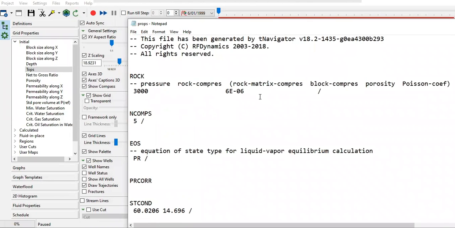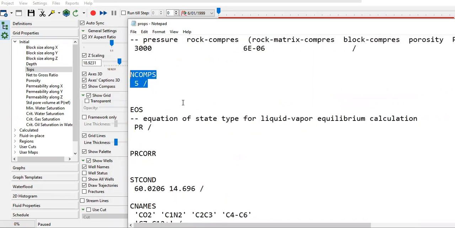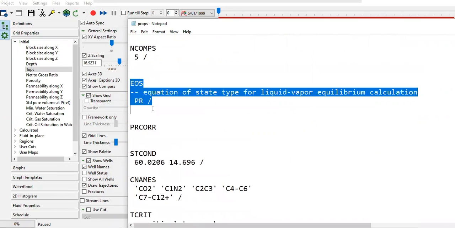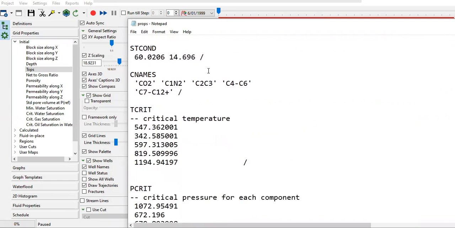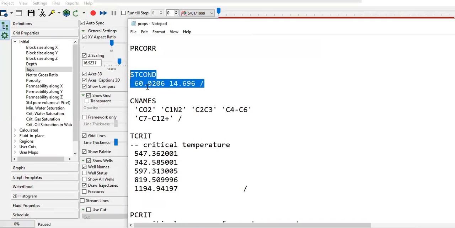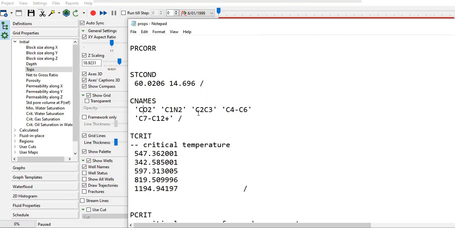So this is for the rock compressibility, the pressure and the value of the rock compressibility. Again, we will use 5 components. The EOS that we will use, the equation of state, is Peng-Robinson, correction or correlation, and then this is the setting for standard conditions for the temperature and then the pressure. This is the component names. We define it here: CO2, C1N2, C2, C3, C4, C6, and this one. You can rename it if you want.